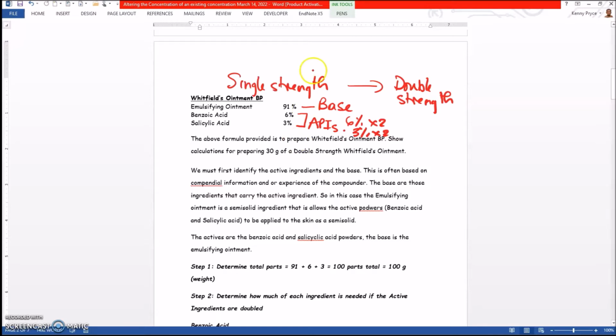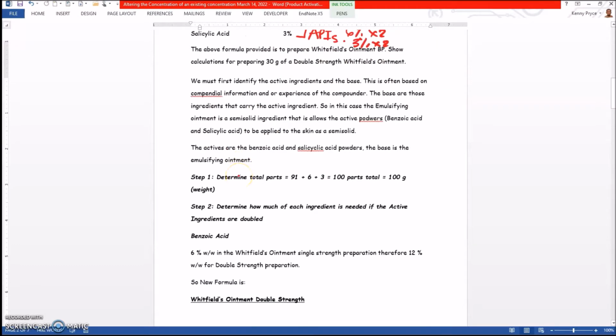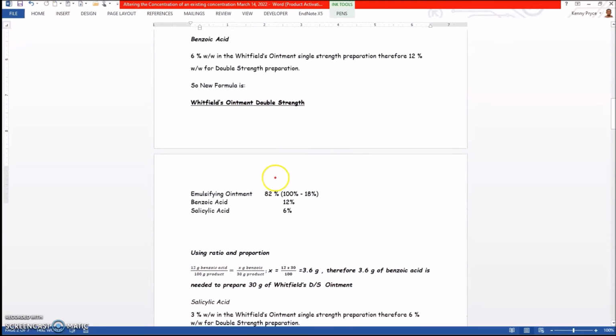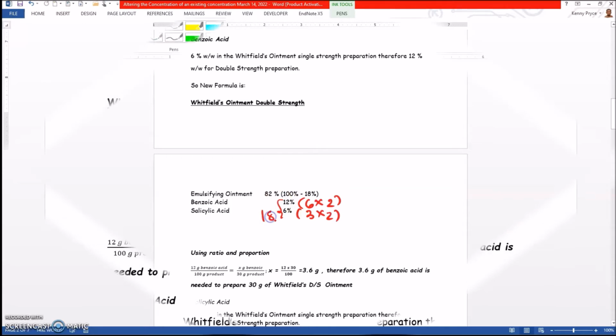Okay, so let's continue. We know that we are going to have to double the active ingredients. So the benzoic acid is going to be increased to 12, and the salicylic acid is now increased to 6. So the total amount of active ingredients moves from 9 to 18. Just recall that for the single strength, these are the proportions or parts of each ingredient in the formula. But it's going to look different now with the double strength. So this is now your double strength. For this, you multiply by 2 and you multiply this by 2 to get the 6% and 12%, and this is now going to be 18%.